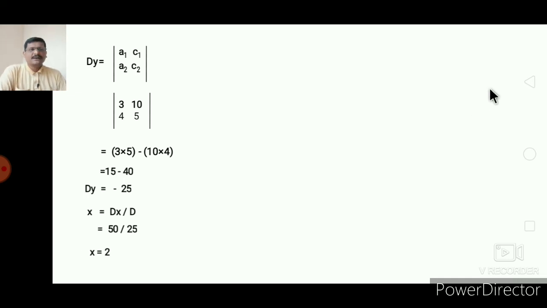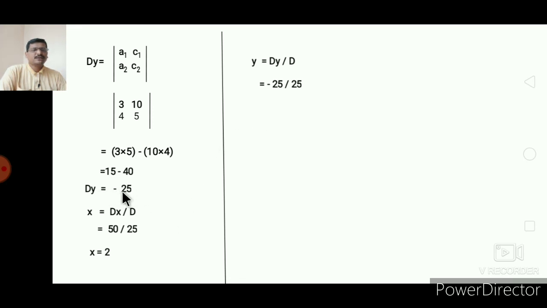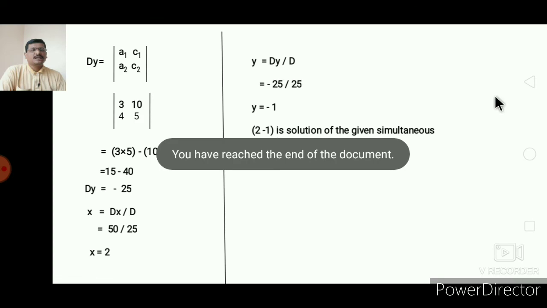Next, find the value of y. y is equal to Dy upon D. The value of Dy is equal to minus 25. The value of D is equal to 25. 25 ones are 25. Therefore, y is equal to minus 1. Therefore, 2 and minus 1 is the solution of the given simultaneous equations.